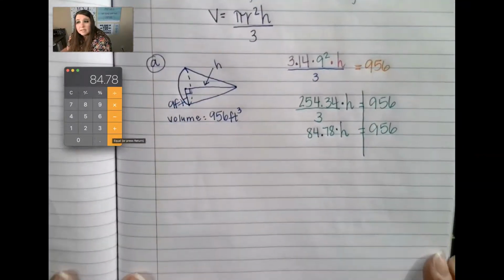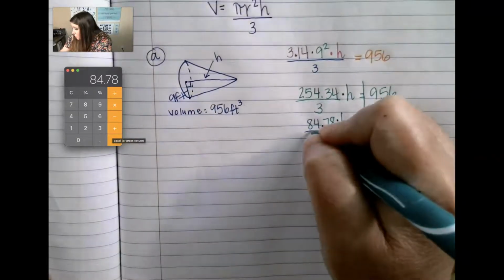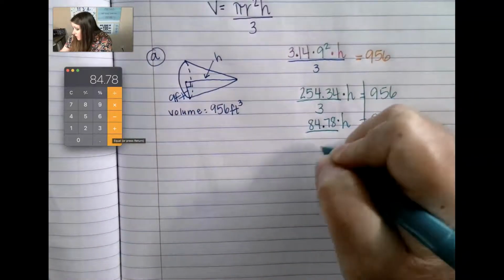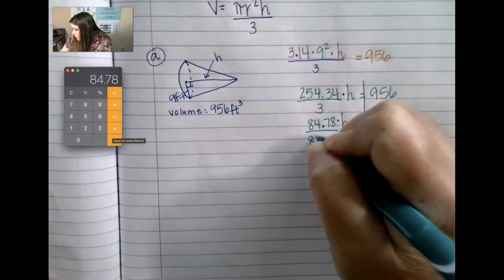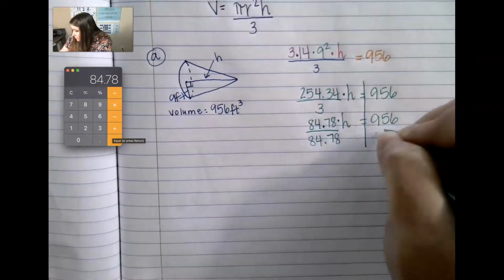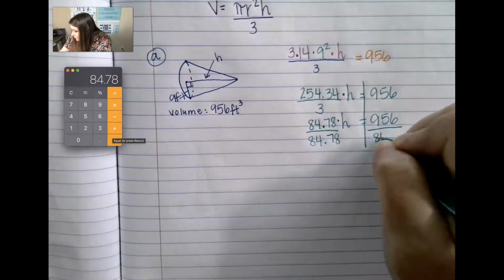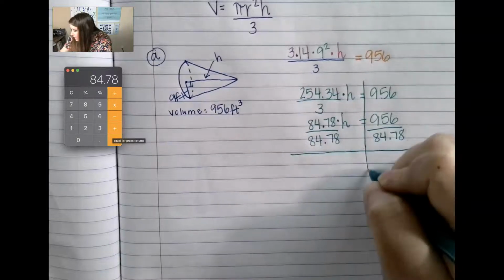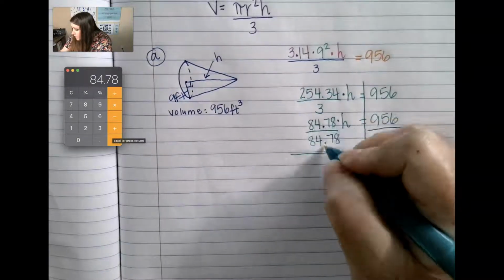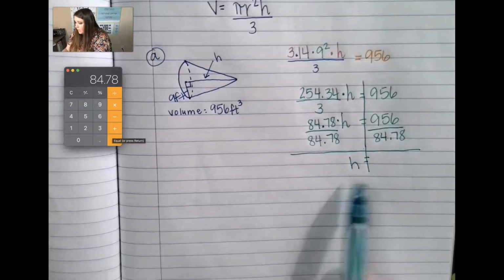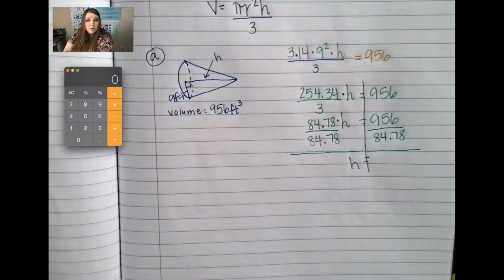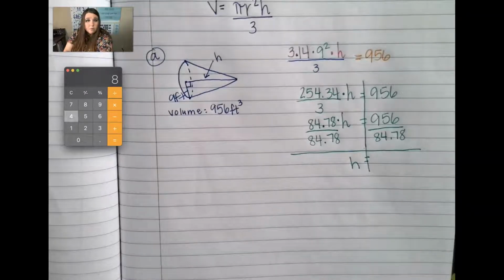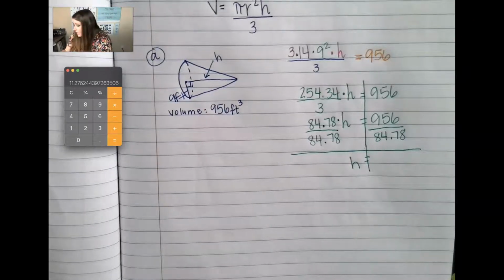All right, so isolating this variable, we want to get h by itself. So we're going to undo multiplication through division. 84.78, you're just doing the opposite, which is division. Now we have h all by itself. So h equals 956 divided by 84.78, and that gives us 11.27624.